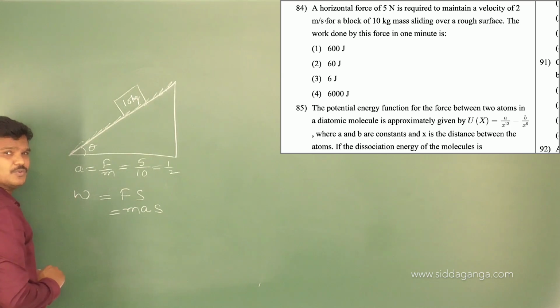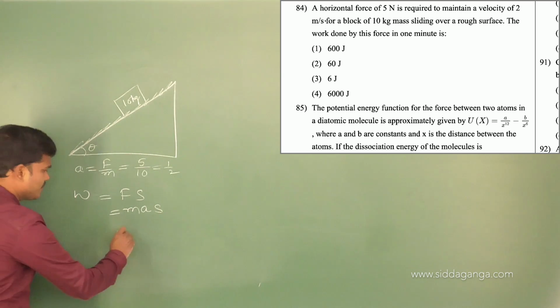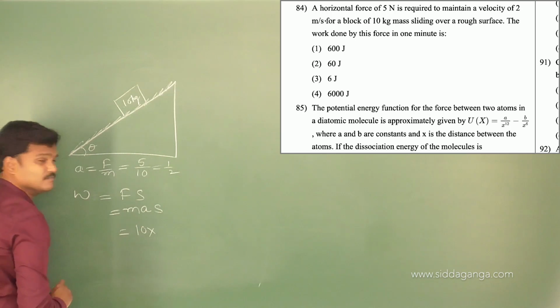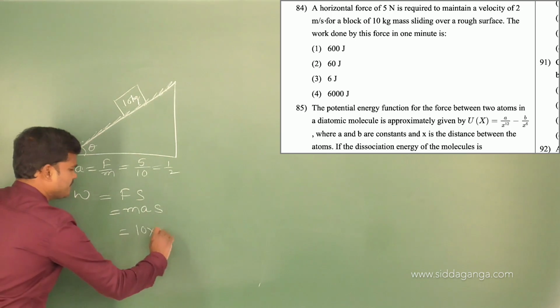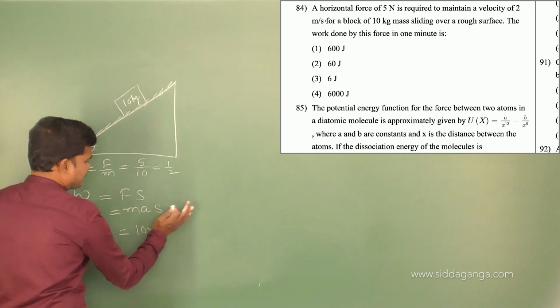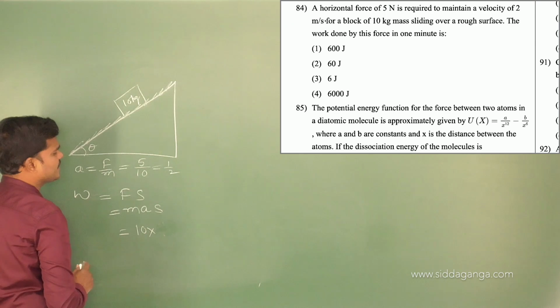Okay, so m is how much? m is 10 kg. A is equal to, let me write v by t. Okay, so no, we cannot write a as v by t. So again.